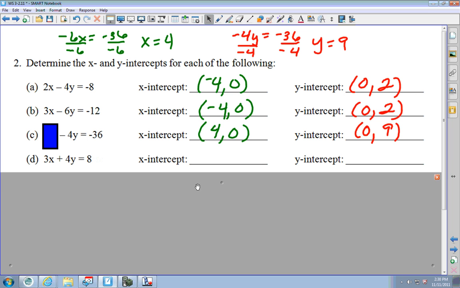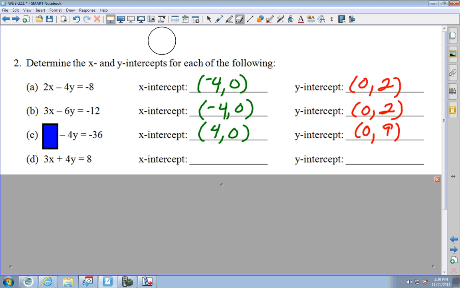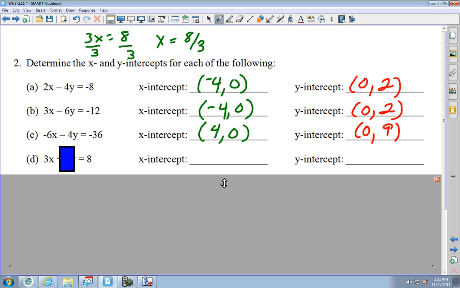Next one. Let me erase the top up here. Okay, x-intercept, I'm going to cover up the y. I get 3x equals 8. I'm going to divide by 3. X equals 8 over 3. Just leave it like that. 8 over 3, 0. Okay?